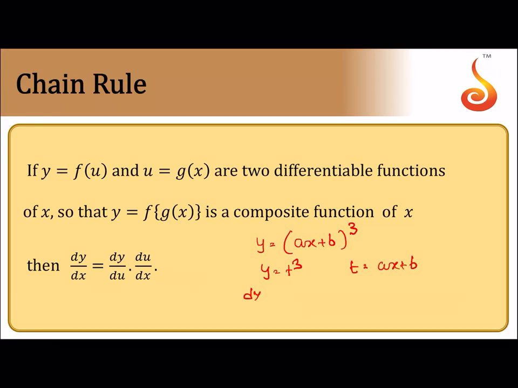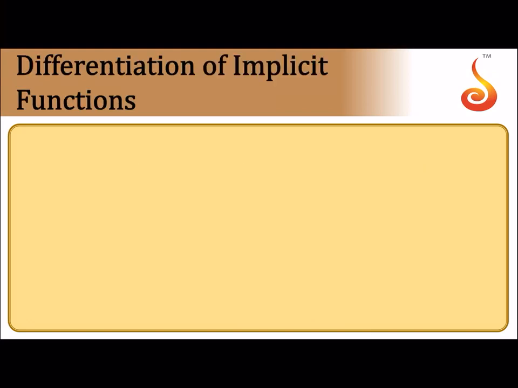Next one, chain rule. Obviously, whenever I take an example, y equal to (ax plus b) whole cube, you have to write y is equal to t cube and t equal to ax plus b. Then we find dy by dx is equal to dy by dt into dt by dx. So dy by dt will give you 3t square and dt by dx will give you a. Then you write the t value: (ax plus b) whole square into a. This is called chain rule.